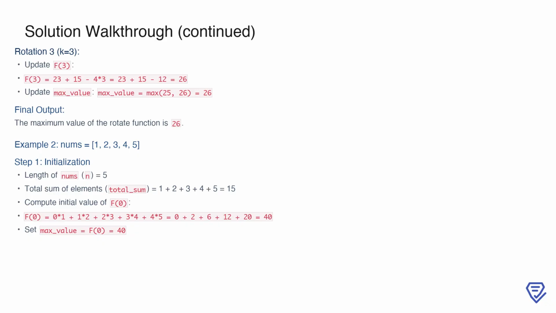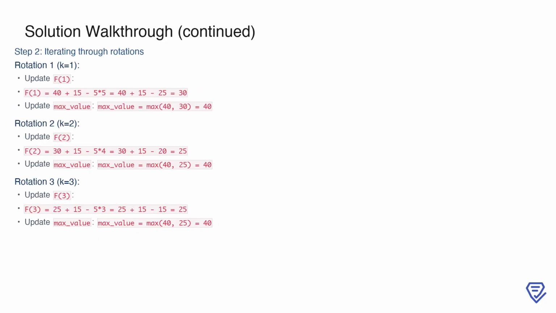We set max_value to this initial value of 40 as we prepare for the rotations. Starting the rotations, the first rotation gives us f1 as 40 plus 15 minus 5 times 5. This evaluates to 30, but the maximum value remains 40 since it is greater than 30. For the second rotation, f2 becomes 30 plus 15 minus 5 times 4, which equals 25.